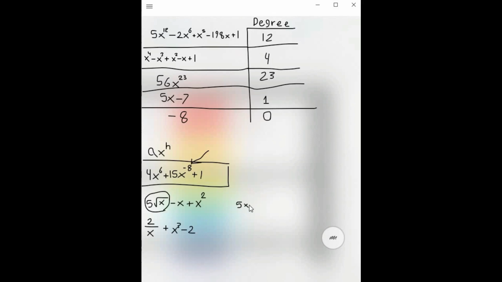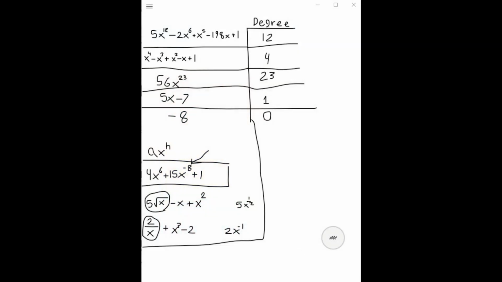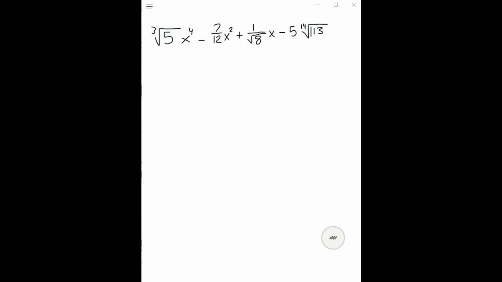So polynomials must have a non-negative integer exponent, which we see in the next one has a negative integer. So that's not a polynomial either. Also, remember, radicals and fractions are allowed in polynomials. They just can't have variables.